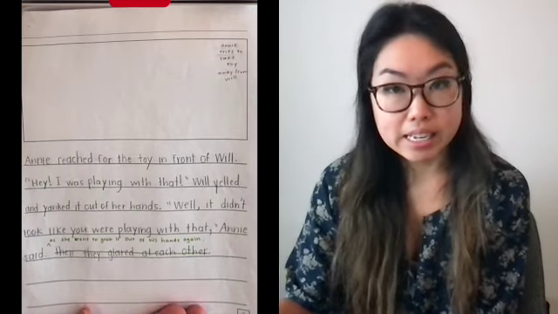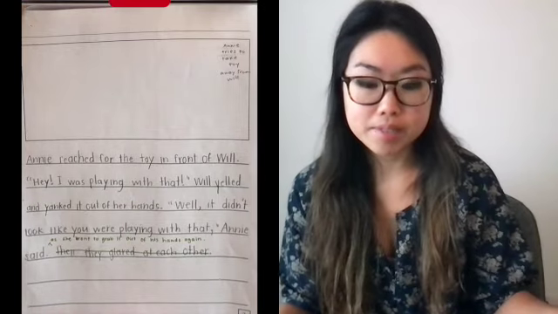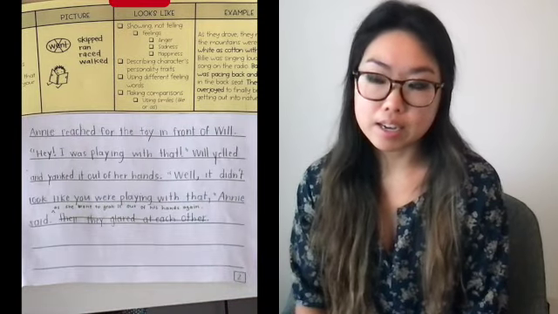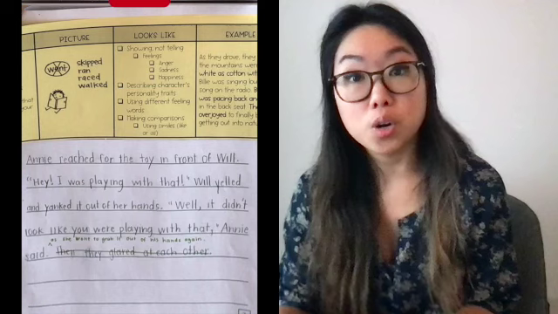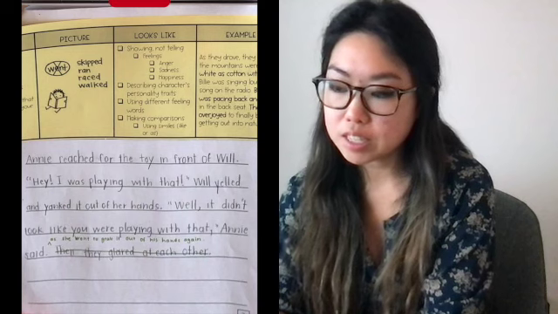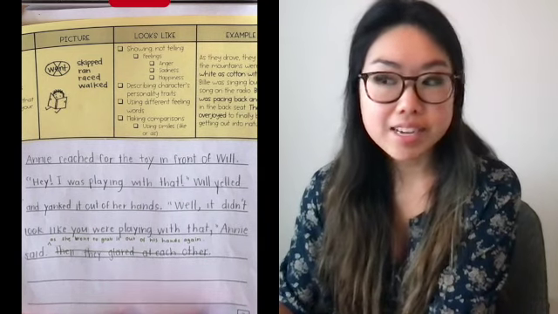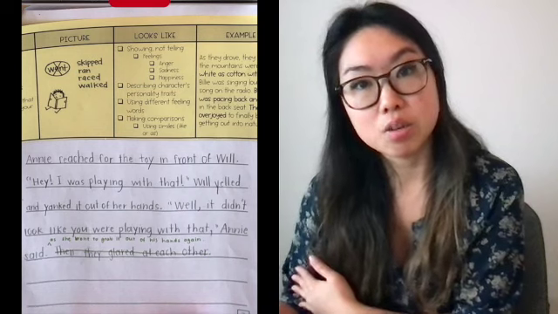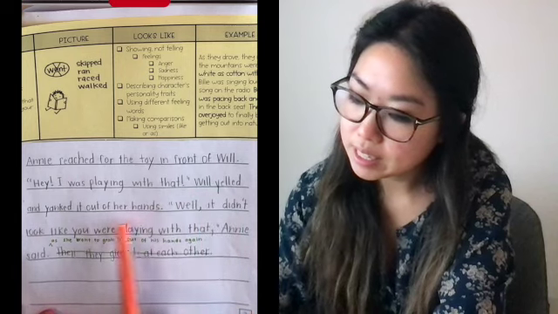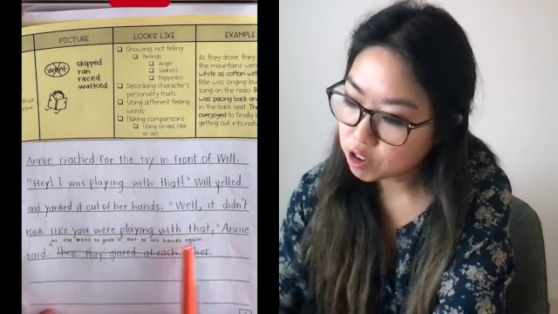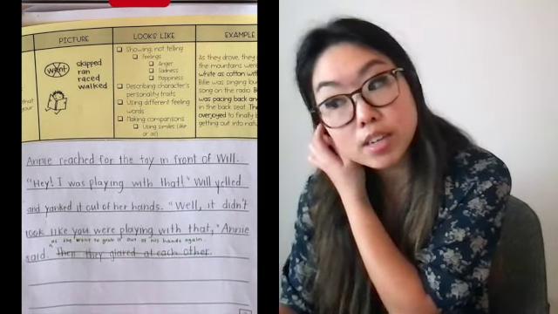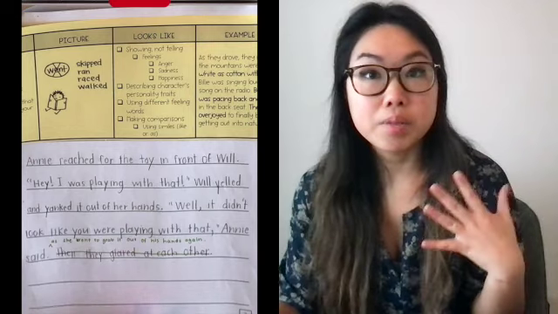I've been writing about Will and Annie were fighting over a new toy. So what I'm going to do is I'm going to think about my checklist, and I'm going to think, how can I show, not tell, on this specific page? So I really am focusing on this page today, but when you're revising, it's really important that you revise on every single page. Annie reached for the toy in front of Will. Hey, I was playing with that, Will yelled and yanked it out of her hands. Well, it didn't look like you were playing with that, Annie said as she went to grab it out of his hands again. Now notice I've already done some revising on this page with my elaboration checklist.